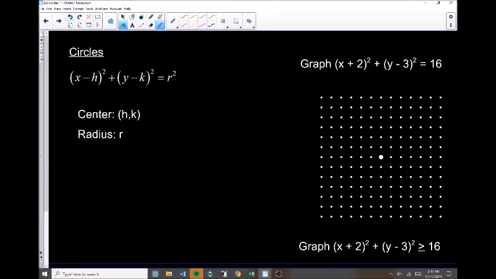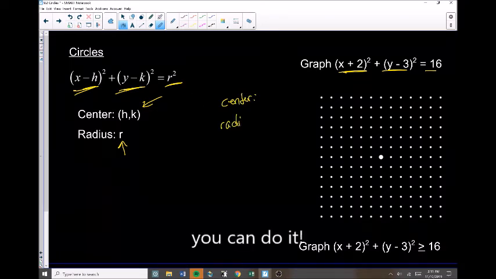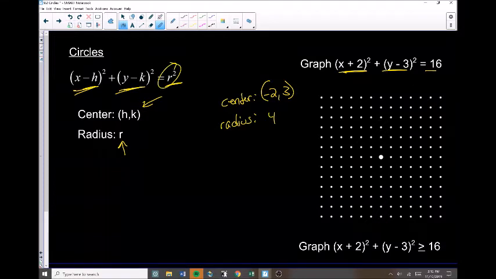This is the general equation of a circle. (x - h)² + (y - k)² = r². The center is at the point (h, k), and the radius is r, not r squared. So like right now, if we're going to graph this equation, this has a center. Try and figure out where the center is and the radius before I tell you. The center is at -2, 3, and the radius is 4. It's not 16. Square root the 16 to get r. r is your radius, not r squared.